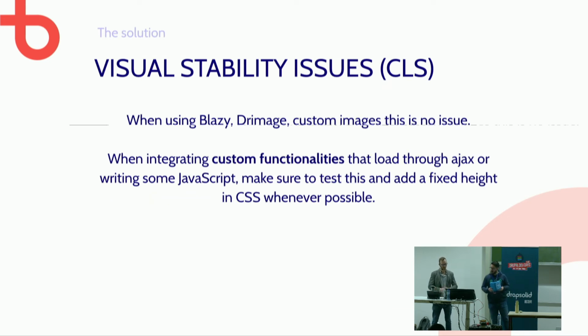There is a solution for it. For the images, when you're just using Blazy or DR image or just the core images, this is not really an issue if you use the most recent version. If you use an older version, it might be an issue, but then you should just update. But when you add some custom coding in JavaScript or through Ajax, make sure you test it. And if there's a content jump, make sure there's, preferably in CSS, some place reserved for that new thing, so that if an image loads, it doesn't jump, but already keeps the height of the image, or of the bar or whatever.